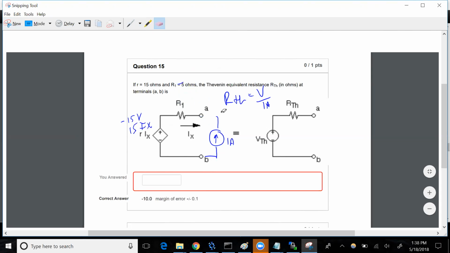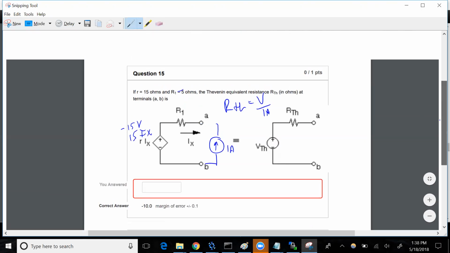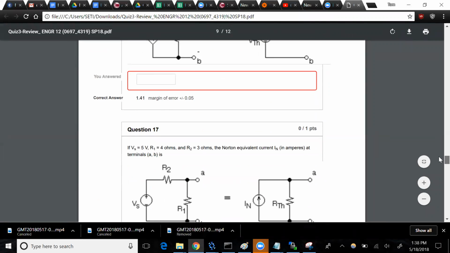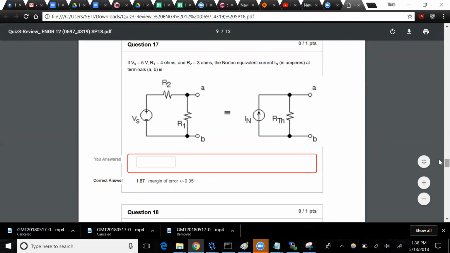Read off the answer to number 17. Oh, 1.67. Y'all ready for 4?